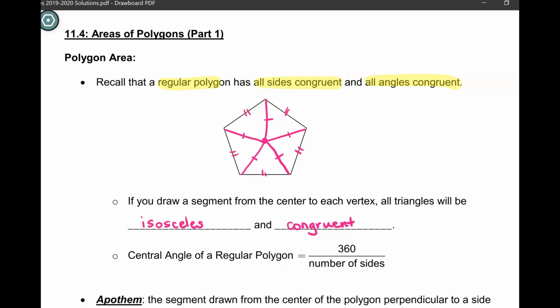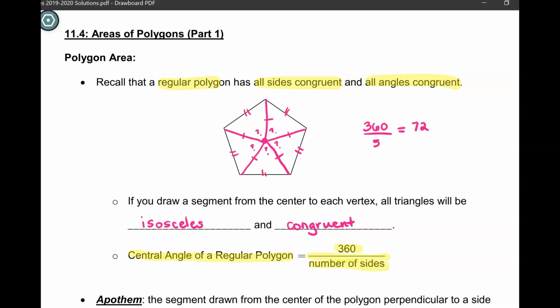So the idea is if we can find the area of one of those triangles, then we can figure out the area of the entire polygon. And we actually have a formula for that. Now, how do we find that? Well, first we have to figure out what the angles in here are. It's a pentagon, and picture it going all the way around the circle. So to find this angle measure, we take 360 divided by 5, which ends up being 72. This is going to be true for any regular polygon: we take 360 divided by the number of sides.